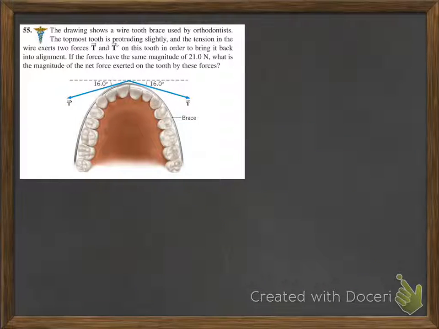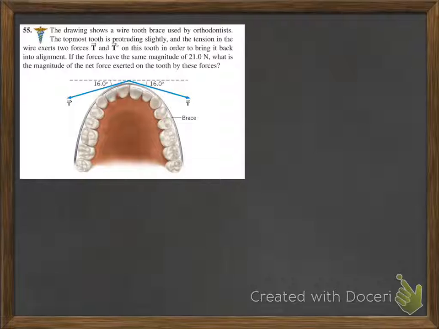Okay, so in this second problem, the drawing shows a wire tooth brace used by orthodontists. The topmost tooth is protruding slightly, and the tension in the wire exerts 2 forces, T and T, on this tooth in order to bring it back into alignment. If the forces have the same magnitude, 21 newtons, what is the magnitude of the net force exerted on the tooth by these forces? What you'll notice is that because the x components of these tensions are opposite each other, they will cancel out. So the x components are not really important in this case, just the y components, because they're both facing downward.